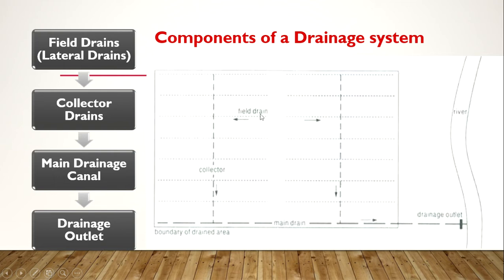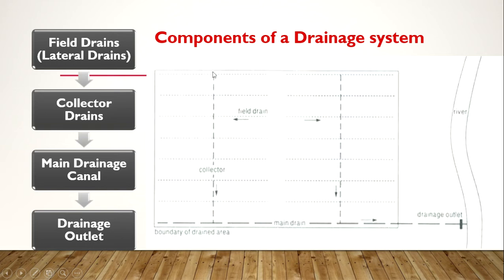The water from this area, the center portion of this field, will be received by these drains, and it will be discharged to this main drain. This is the collector drain. All the field drains will discharge the water to this collector drain. Comparing the diameters of the pipes, this will be a small diameter pipe because these are field drains. They should only receive water from this portion only. So there will be small diameter pipes here.